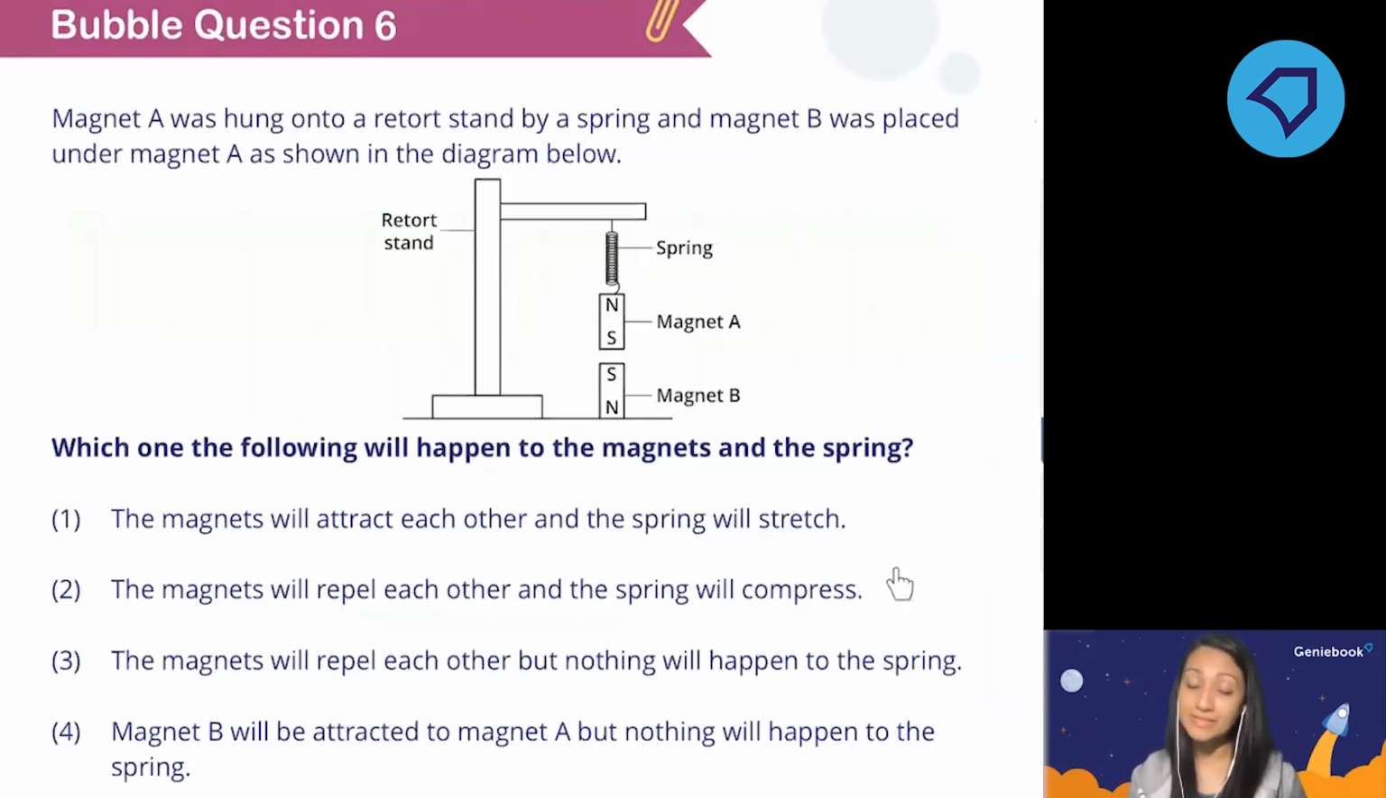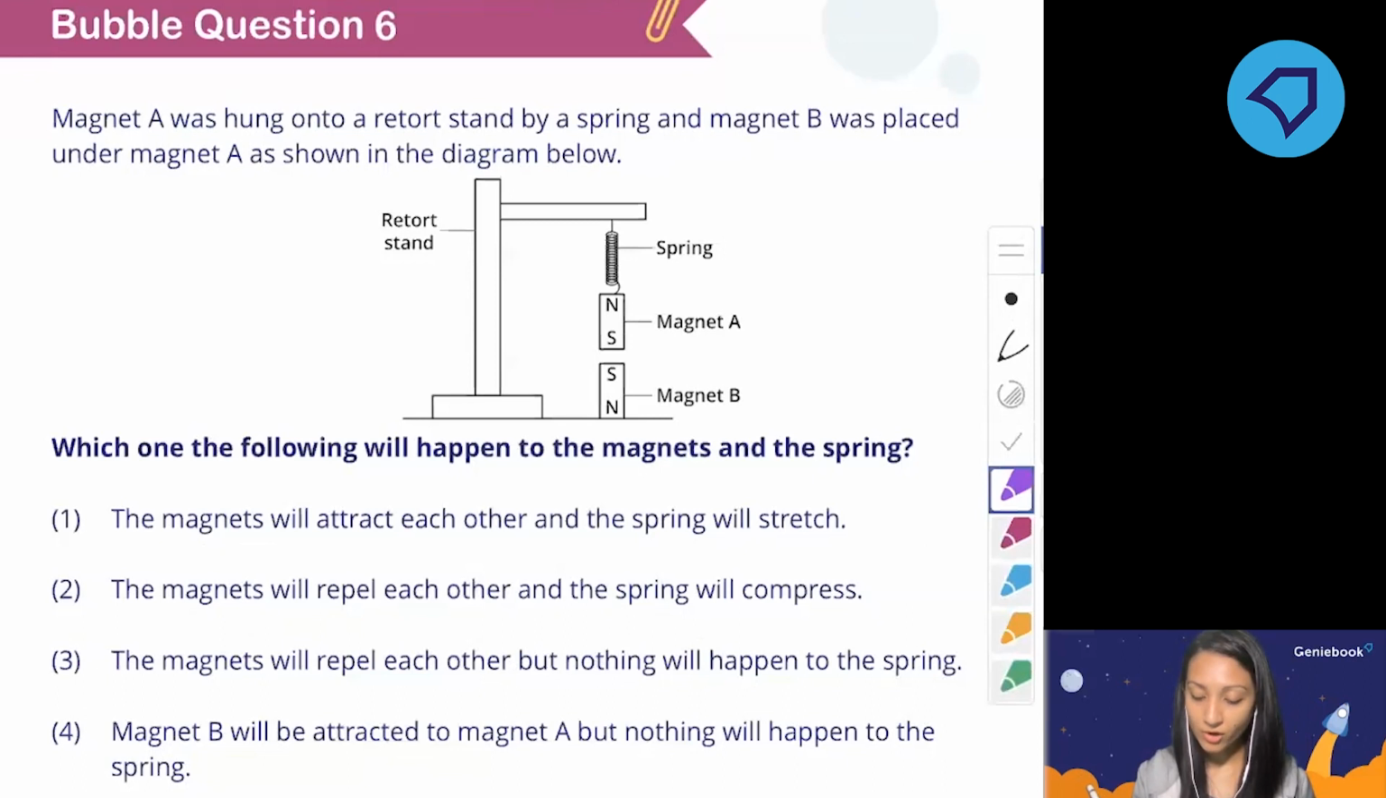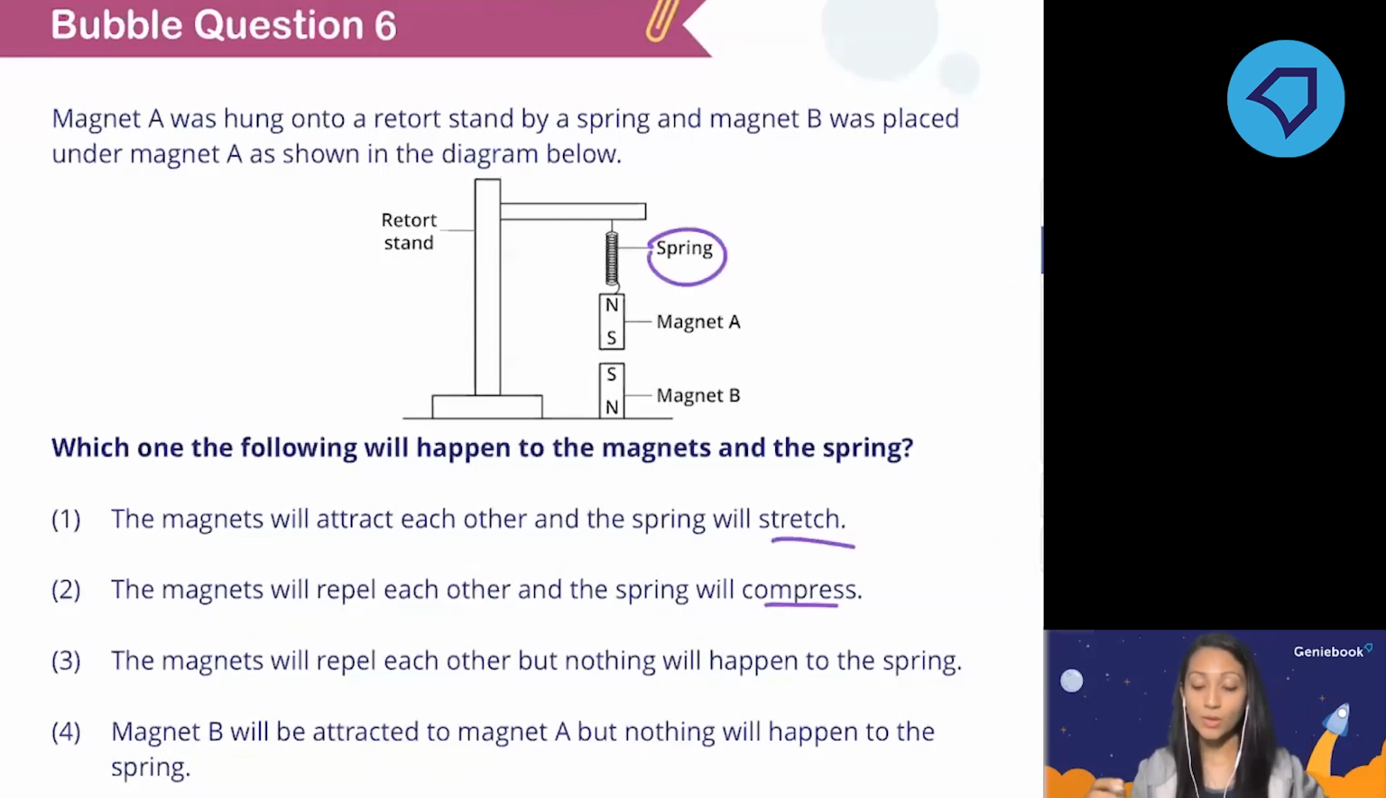So you have 4 statements here. The magnets will attract each other and the spring will stretch, or the magnets will repel each other and the spring will compress, or the magnets will repel each other but nothing will happen to the spring, or finally, magnet B will be attracted to magnet A but nothing will happen to the spring. Okay, so another keywords that they love to mention in this topic is, of course, stretch and compress. This is, of course, with reference to the spring. Okay, when the spring stretches or when the spring gets compressed, gets compact.